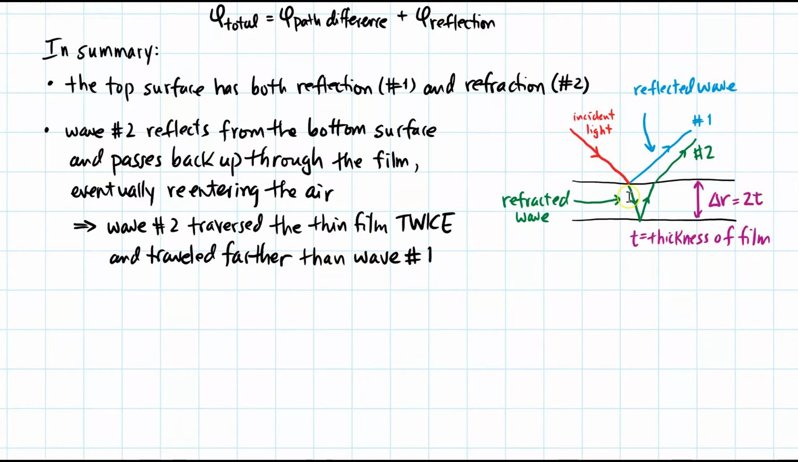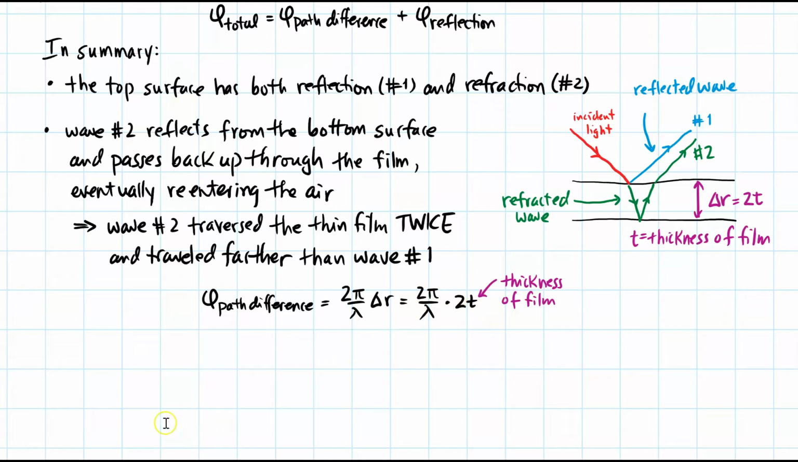So when I look at the path of the refracted wave, wave 2, the path difference is twice the thickness of the film. So if I write out the phase due to path difference, it's going to be 2 pi divided by lambda times delta r. So therefore, delta r being 2t gives us 2 pi divided by lambda times twice the thickness.